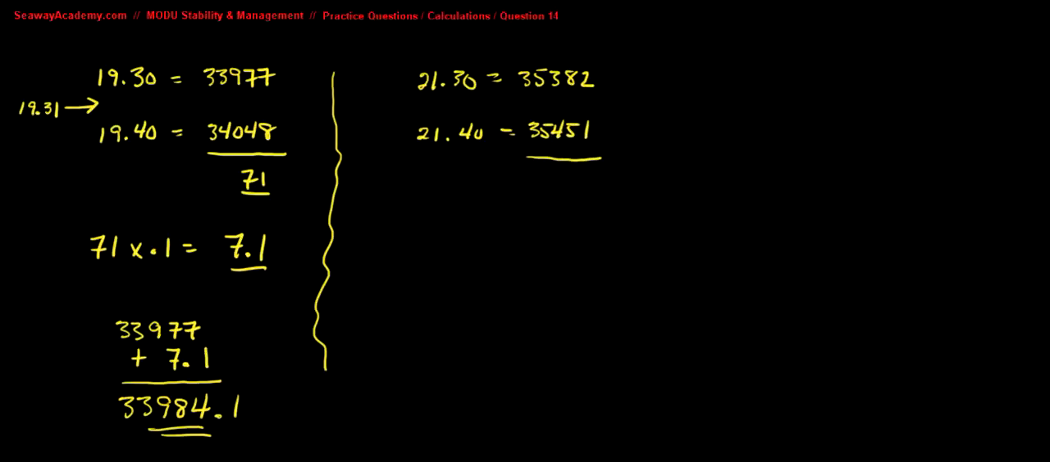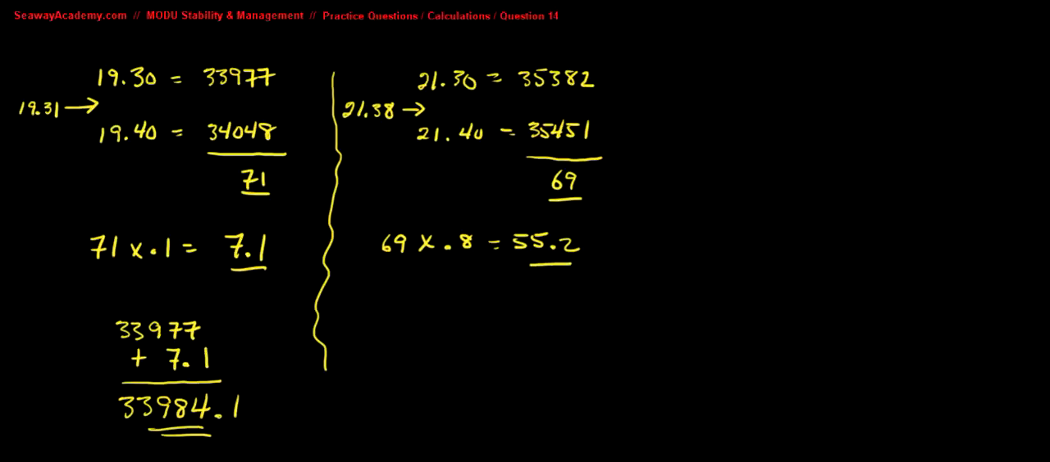Again, we take the difference between these two displacements. We get 69. Now we're looking for a displacement for a draft of 21.38. So the difference between 21.30 and 21.40 is 10. We're looking for 21.38, therefore we're looking for 8/10. So you take the 69, you multiply it by decimal 8, or 8/10, and you get 55.2.